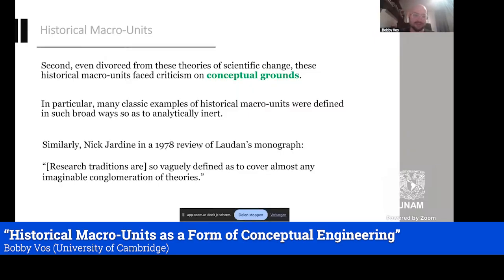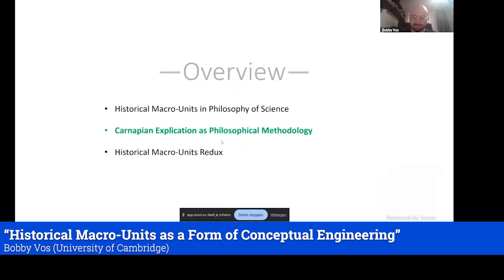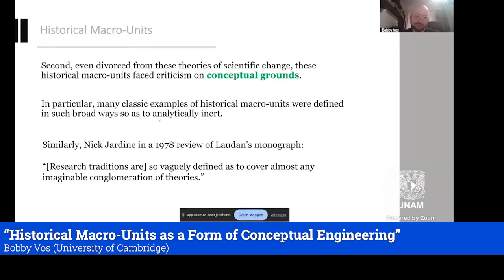Similarly, Nick Jardine, in a review of Larry Laudan's book, Progress and Its Problems, notes that Laudan's notion of research tradition is so vaguely defined as to cover almost any imaginable conglomeration of theories. Okay, so we see now some compelling reasons for why the use of historical macro units petered out as philosophy of science took new turns after the 1980s.